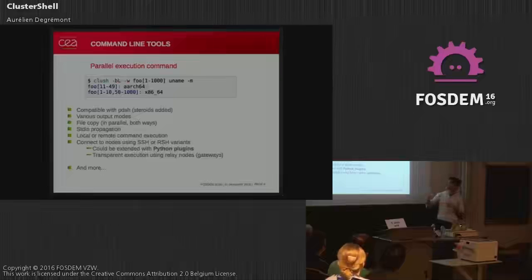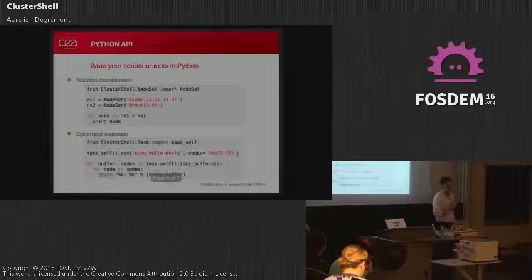Here you can see an example where we run the uname -m command on all nodes from foo1 to foo1000, and as there are only 2 different results, we only have 2 lines of output. So something really compact and synthetic to know directly what information is important to you. There are also a lot more features available there.